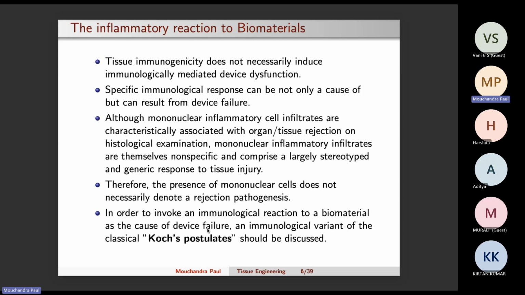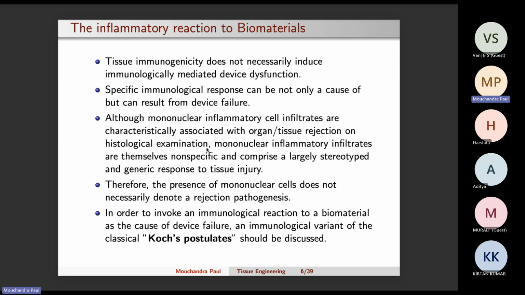So, we will be basically adopting a modified version of the classical Koch's postulate, which I'll come to in the next slide. But first, let me read these statements. So, specific immunological response can be not only a cause, but can result from device failure. Okay. Although mononuclear inflammatory cell infiltrates are characteristically associated with organ or tissue rejection on histological examination, mononuclear inflammatory infiltrates are themselves non-specific and comprise a largely stereotyped and generic response to tissue injury.